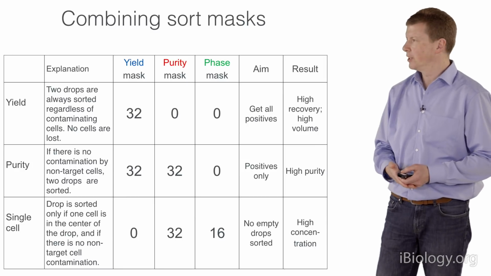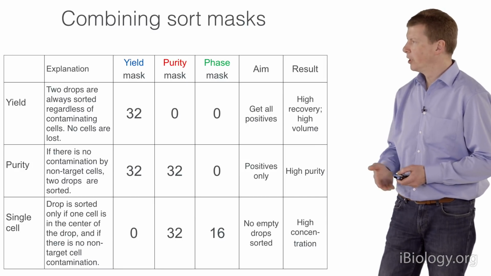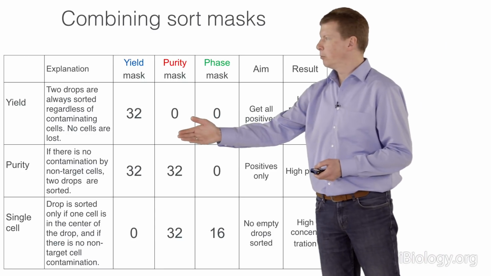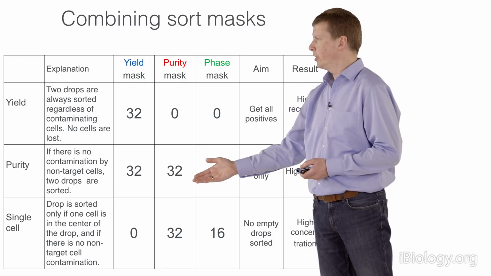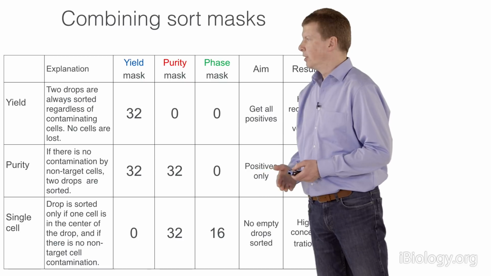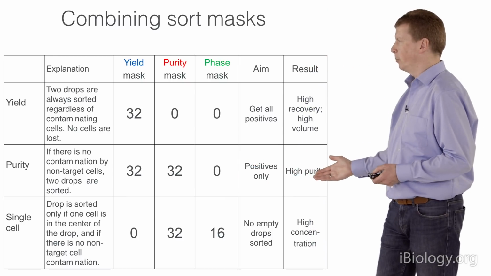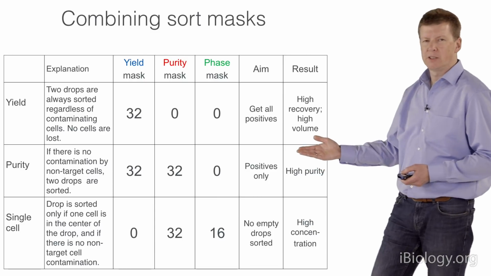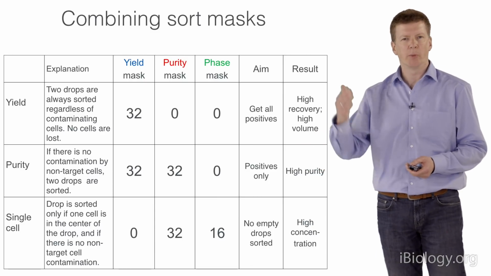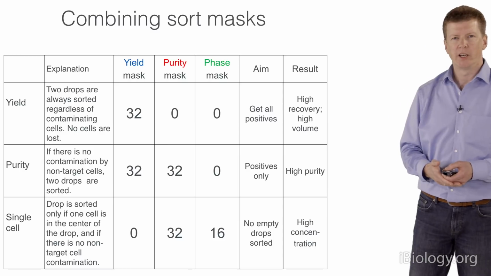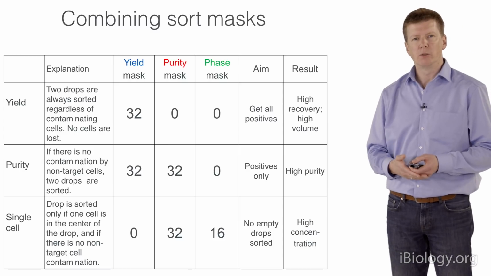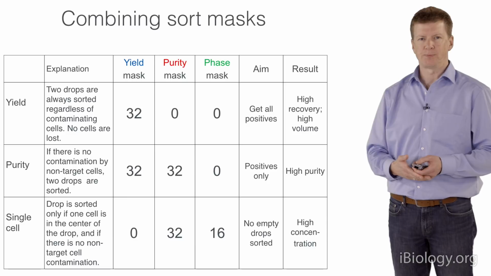This is coming in the next combination, where we, in addition to the yield mask, we are now adding the purity to maximum, so that we only get the positive ones with a very high purity. But that means if we have a contaminating neighbor somewhere in the attracting drops, that we're also losing cells of interest.